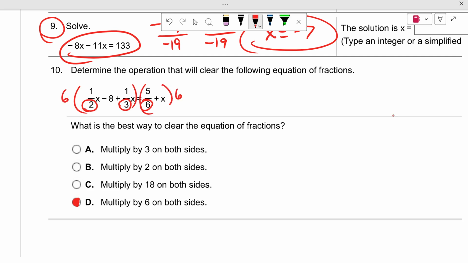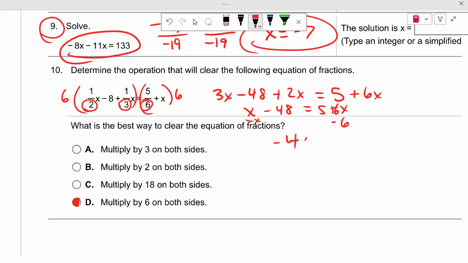So if you multiply both sides by 6, you get rid of all the fractions. So half times 6 is 3x. 8 times 6 is 48. 6 times 1/3 is 2x. 5/6 of 6 is 5. And then you get 6x. And then you just solve the equation normally. X minus 48 equals 5 plus 6x. Subtract x from each side. So negative 48 equals 5x.